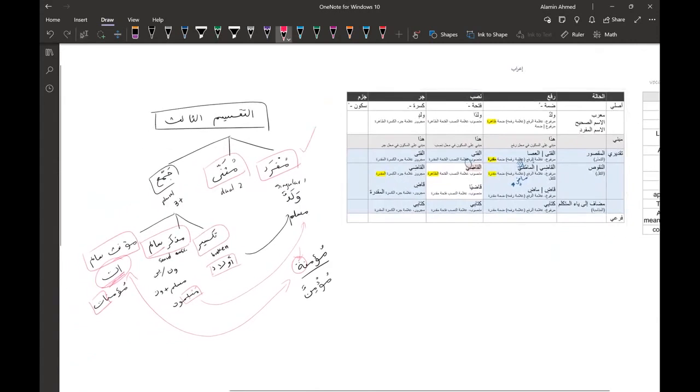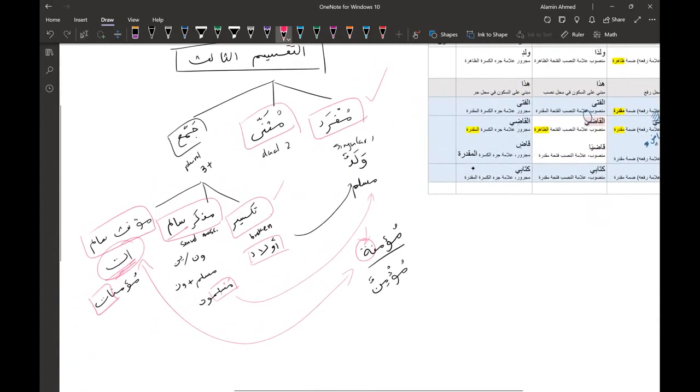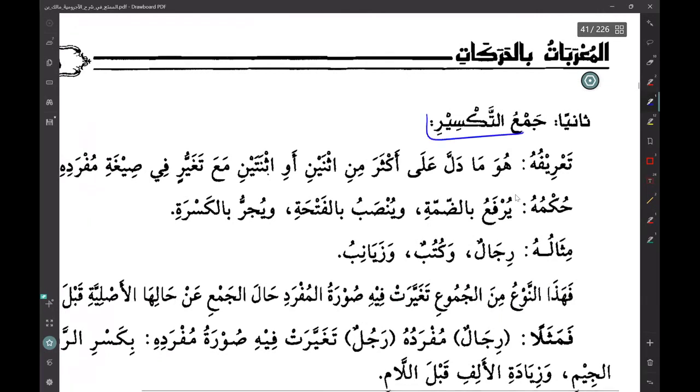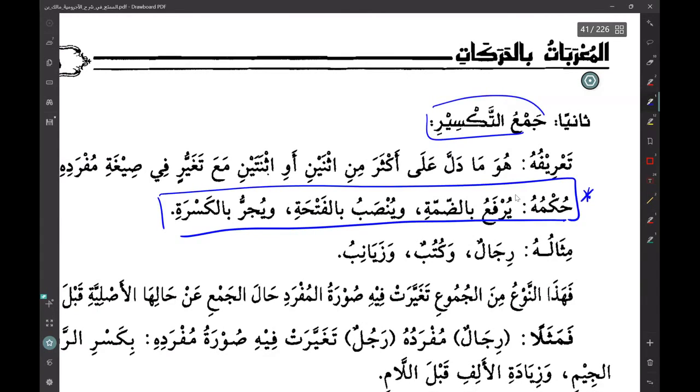We're done with the mufrad. Now we'll read a little bit about the taksir. I already explained what the jamu taksir is. The hukum is the same as the asl. What happens? We do dhamma for the raf, fatha for the nasb, and kasra for the jar. You understand? So this is exactly the asl. There's no difference. So for the ismul mufrad and ismul taksir, the broken plural, it's very simple, guys. You follow your standard rules.